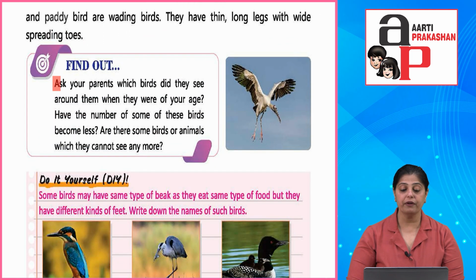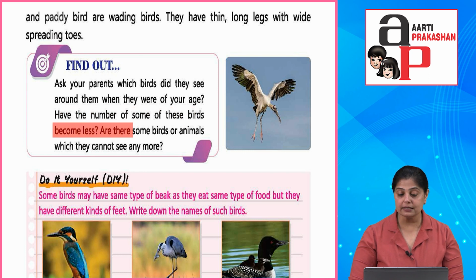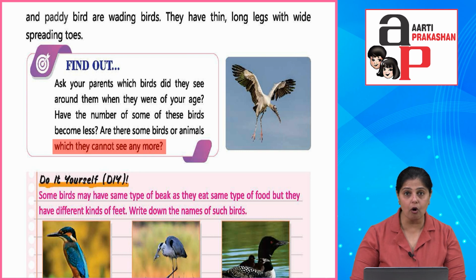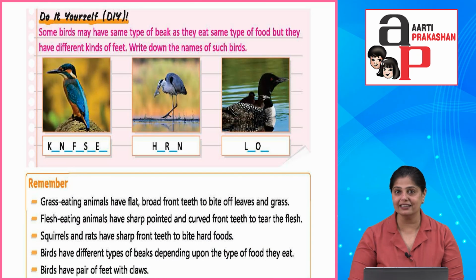Okay, now find out, ask your parents, which birds did they see around them when they were of your age? Has the number of some of the birds become less? Are there some birds or animals which they cannot see anymore? So ask your parents about the information of such birds which are getting extinct. Alright, so do it yourself.